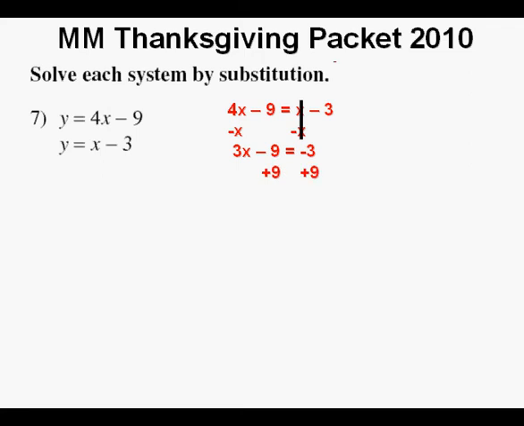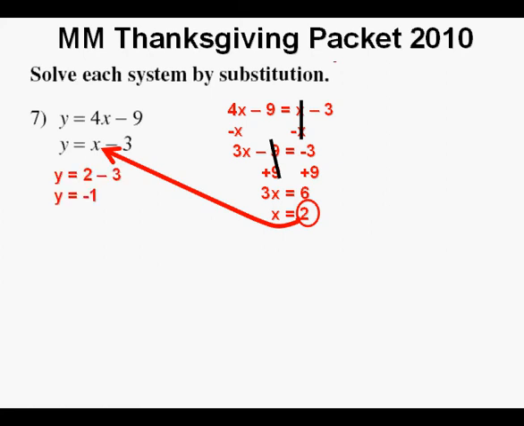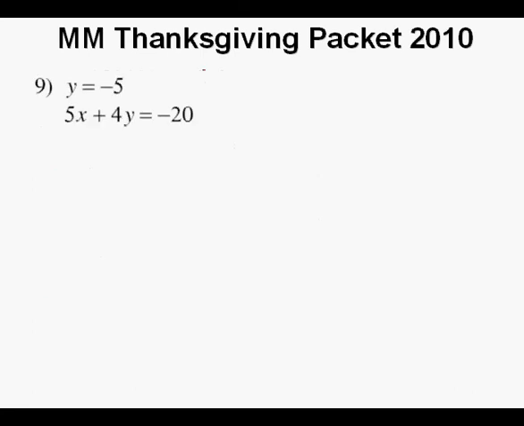Next, we add 9 to both sides to cancel the minus 9 on the left side. Negative 9 plus 9 cancel on the left side. We bring down what's left, and we have 3x equals 6. And solving for x, we have x equals 2. And then we can substitute 2 for x into one of our original equations to find the value of y. So we have y equals 2 minus 3. So y equals negative 1. So our solution is 2 comma negative 1. And to be sure, we try the coordinates in the first equation as well. And since 4 times 2 minus 9 is negative 1, that checks out as well. So we're sure we have the right answer.